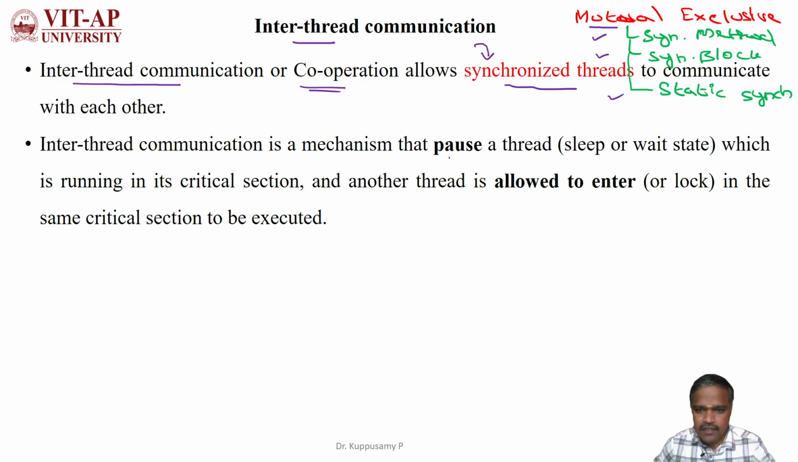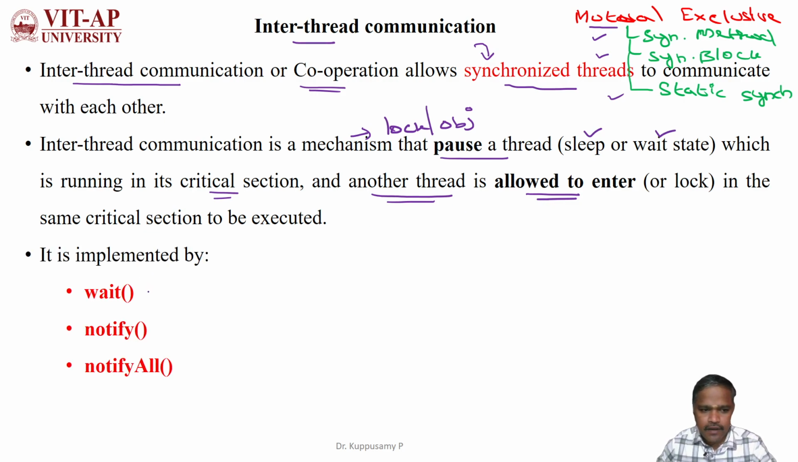In this mechanism, we will pass the currently running thread on the CPU into a sleep state or wait state. Then it will release the lock that the monitor holds over that particular object. Then this lock will be provided to another thread for entering the CPU to start execution. This can be implemented by using the wait method, notify method, and notifyAll method.